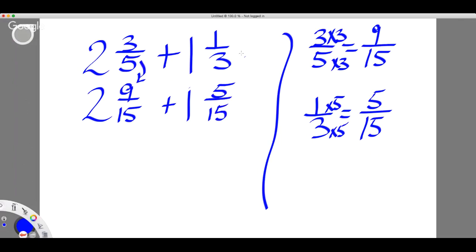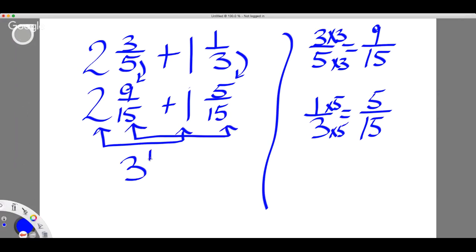Okay, so this becomes that, and this becomes that, and now we can add them. So 1 plus 2, that's going to be 3, so add your whole numbers together, you get 3, and then add your fractions together. 9 plus 5 is 14. And that would be your final answer. That is your sum, 3 and 14 over 15.